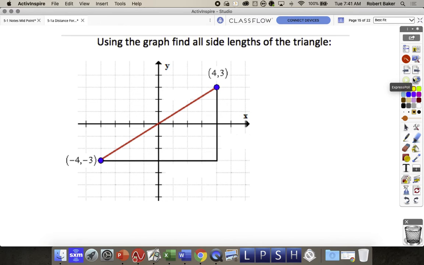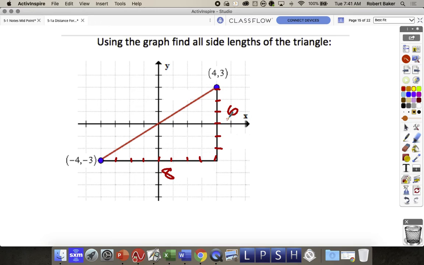So using a graph, hopefully you guys might start to see some patterns here. If I was going to calculate the distance from the blue dot to blue dot, it says find the lengths of all the sides. So you can count the bottom, right? 1, 2, 3, 4, 5, 6, 7, 8. 1, 2, 3, 4, 5, 6.